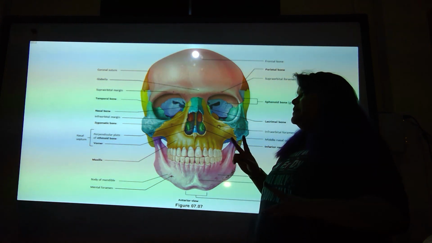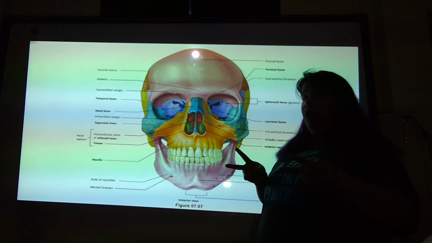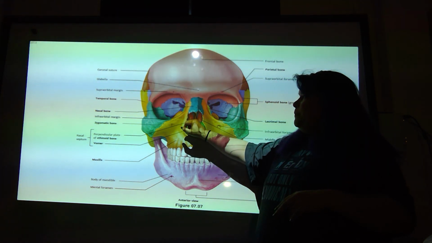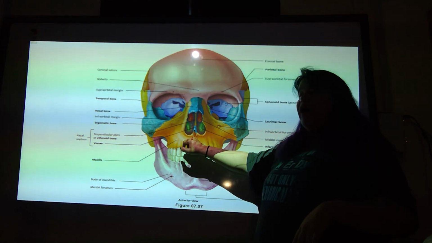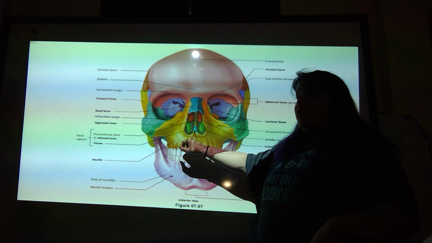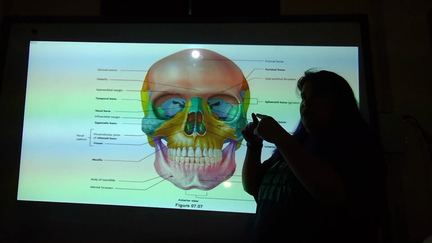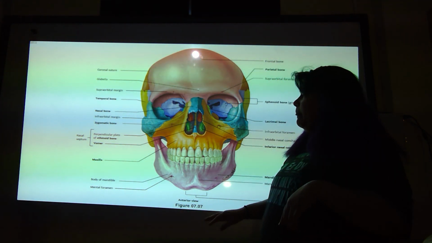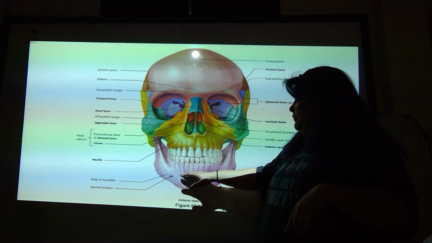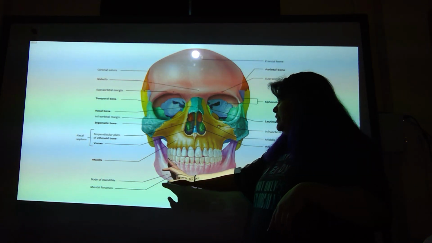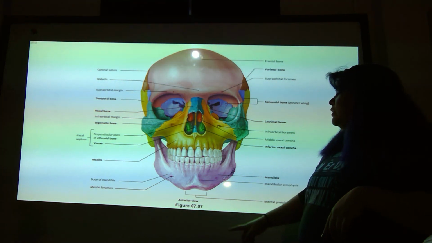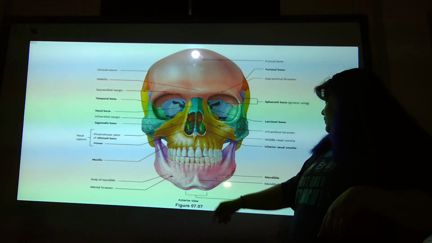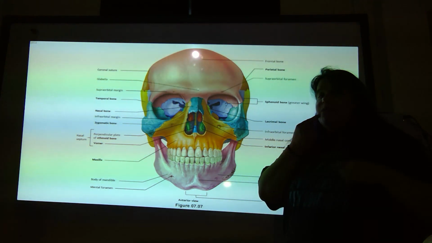Now, the nasal septum is actually made up of two parts. The perpendicular plate of the ethmoid bone, and then at the bottom in blue, you've got the vomer. Okay, the vomer is kind of this long strip of bone. Down here, you've got the mandible. Okay, you've got the mandibular symphysis, which is basically where those two ends come together and meet.